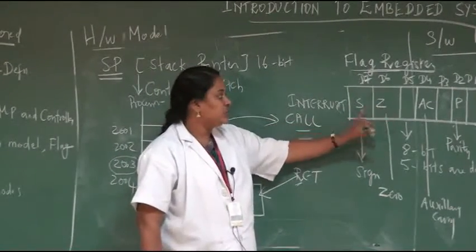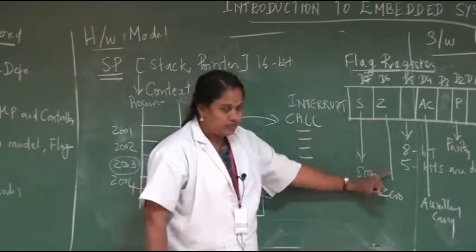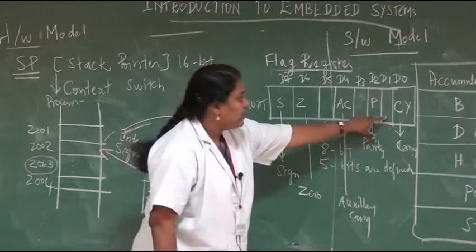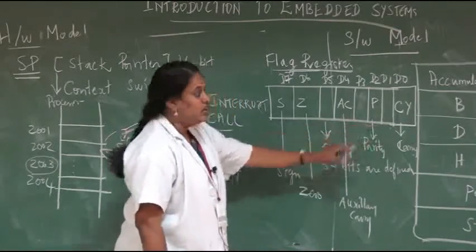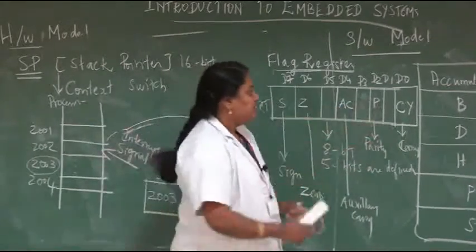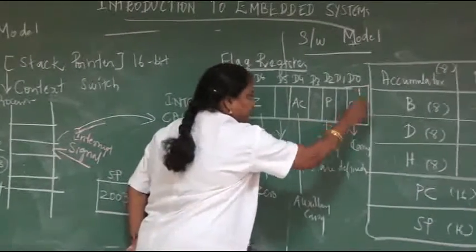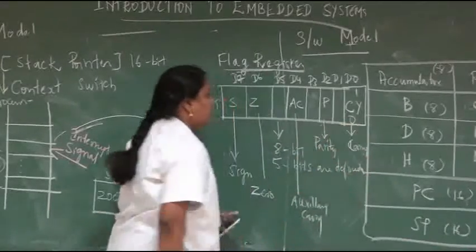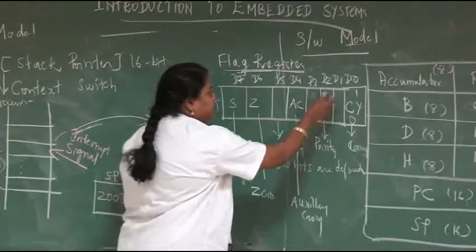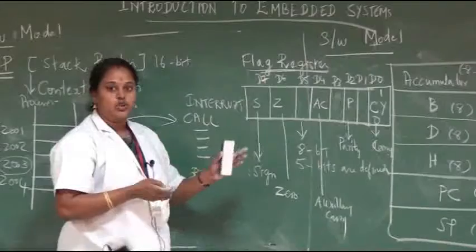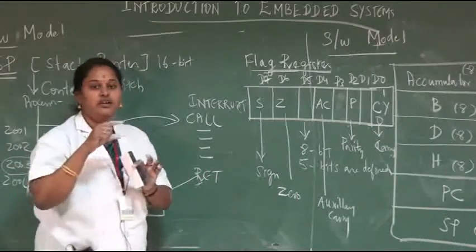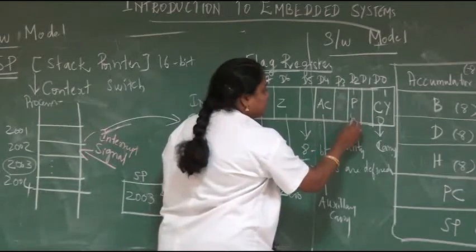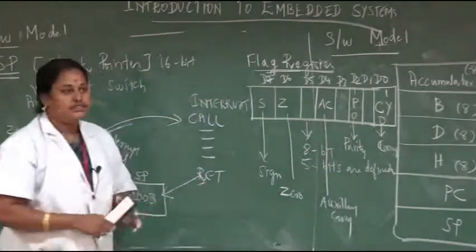The defined flags are the sign flag, zero flag, auxiliary carry flag, parity flag, and carry flag. Suppose a carry is generated, this carry flag is set as 1. By default it will be 0. Again, parity means the number of ones in the given value. Suppose it has even parity, it is set as 1. Suppose it has odd parity, it is set as 0.